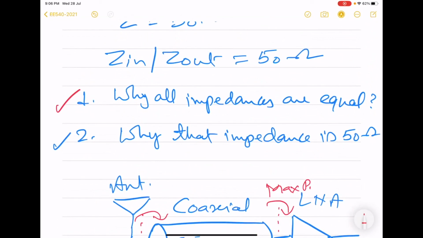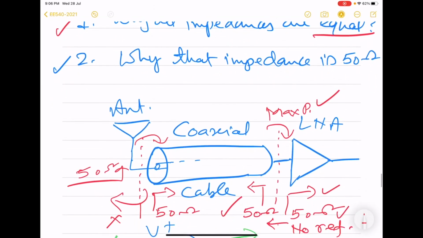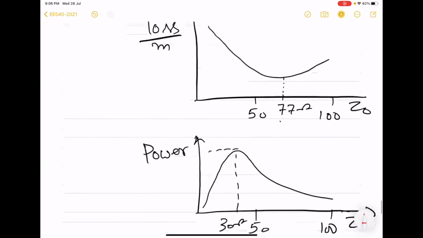So all the impedances have to be equal for the purpose of maximum power transfer and no reflection. And the number has to be 50 because a coaxial cable with characteristic impedance 50 offers a good compromise for low loss and maximum power handling capacity.